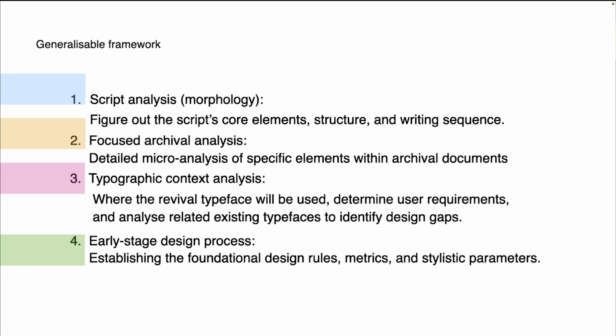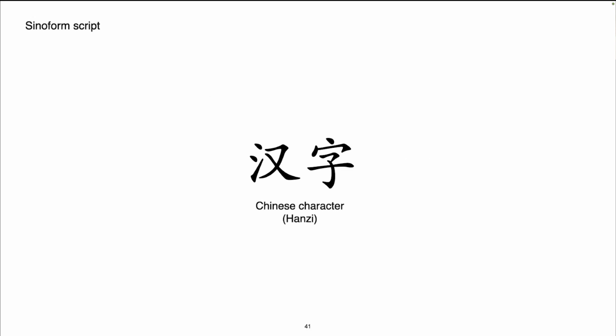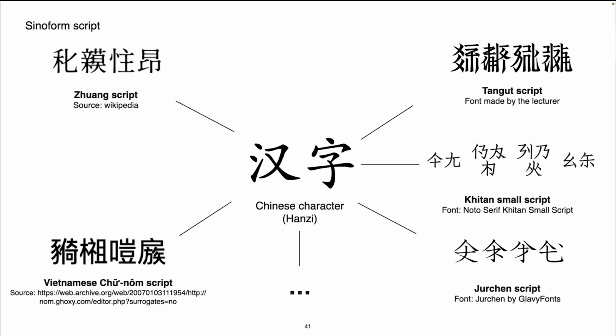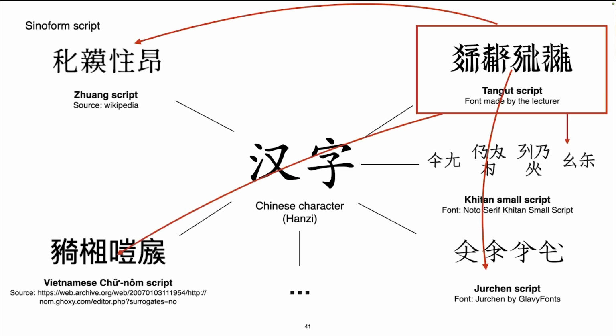To summarize, these are the four steps of the framework developed in the thesis, and they are especially useful for scripts with closer historical relationships, such as those derived from Hanzi. We call them sinoform scripts.